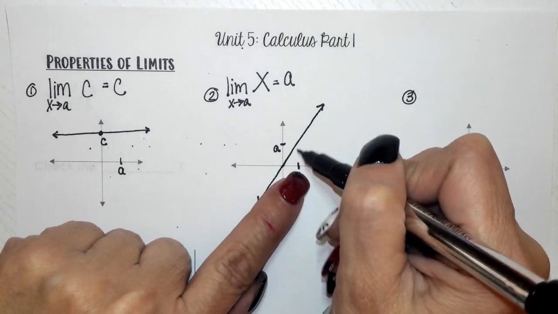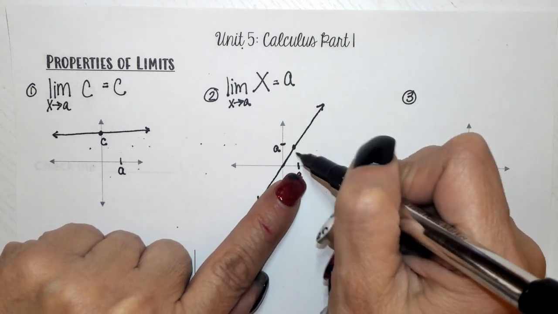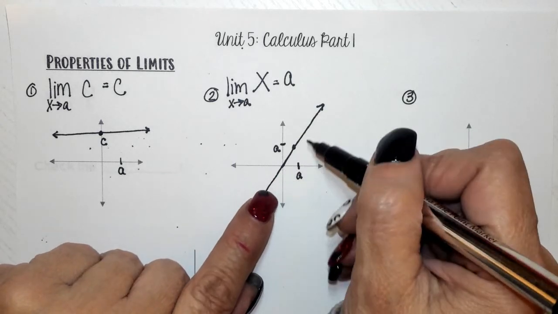If you go out a, you would go up a. If x is 1, you would go up 1. If x is 2, you would go up 2. If x is 3, you'd go up 3. That's what that would look like.